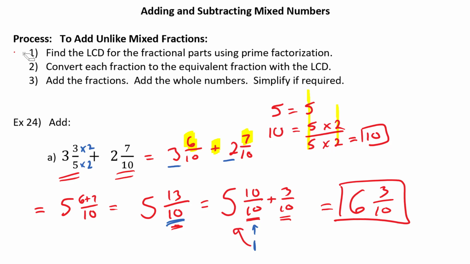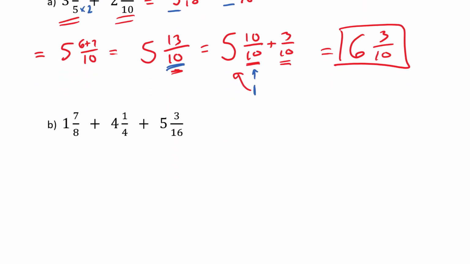So to review, step number 1, find the lowest common denominator for the fractional parts using prime factorization. Step number 2, convert those fractions so they're equivalent fractions with the lowest common denominator. Step 3, add the fractions, add the whole numbers, combine and simplify where required. So if you ever have an improper fraction in your final answer, please pull out any wholes and add those to the whole number. Let's try the next one.